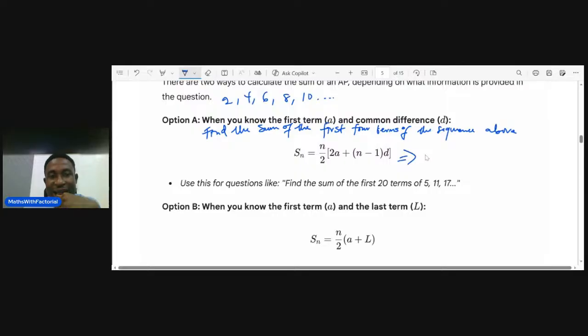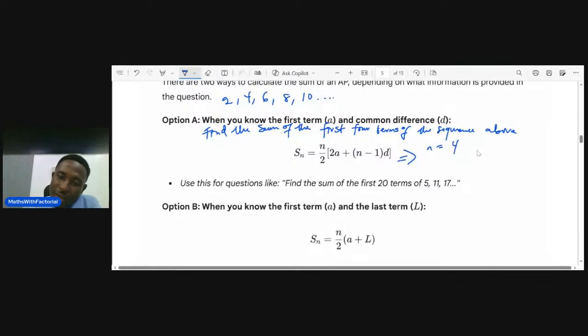What is our n? Don't forget, the question says find the sum of the first 4 terms. So in this case, your n will be 4. Your question will always guide you into what your n will be. In this case, your n is 4 because it says find the sum of the first 4 terms of this sequence. If the question says find the sum of the first 10 terms, your n will now be 10. But in this case, it says the first 4 terms of the sequence above. So n here is 4.